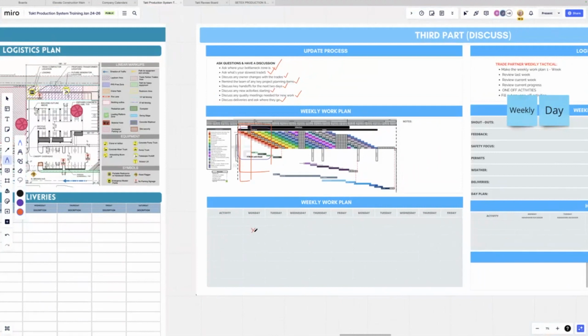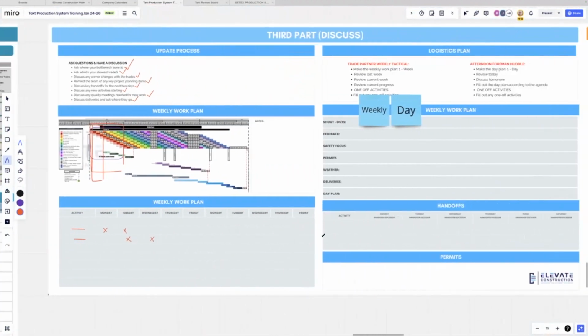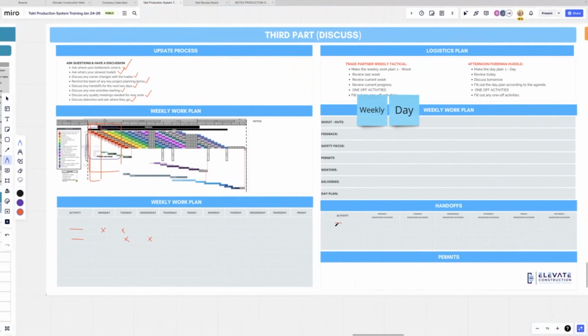You would be able to add any activities in here that you might need to that were in addition, and you could focus on key handoffs throughout the week. So if you have key handoffs from one wagon to another, you would be able to discuss that.